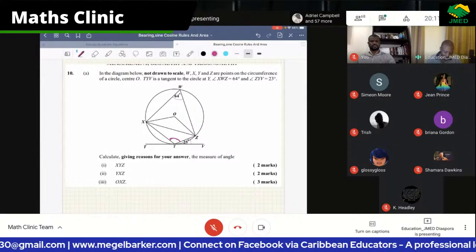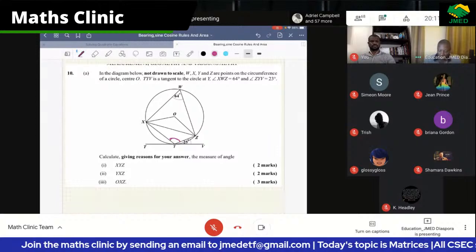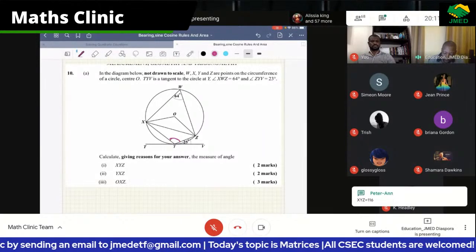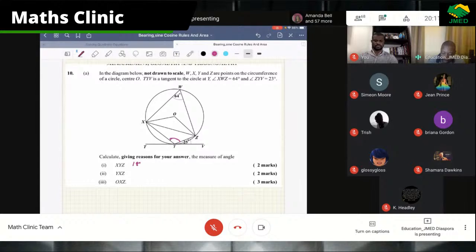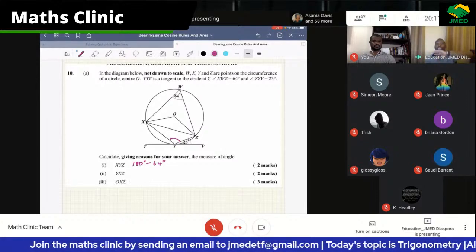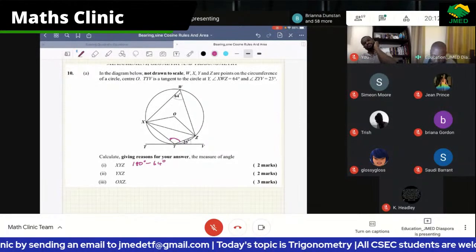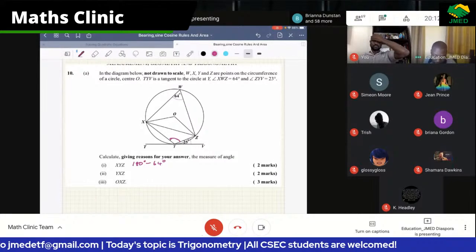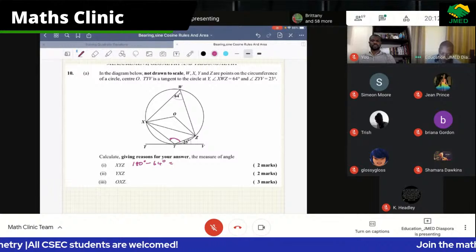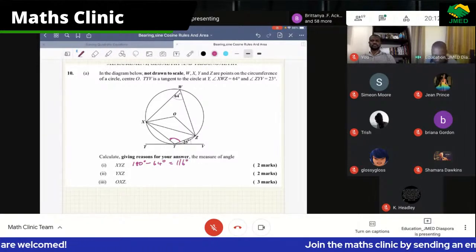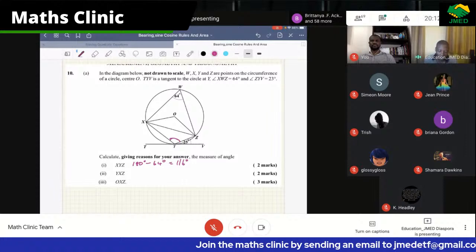Should I start? I think we can start now, yeah? Okay, yes, sir. For the first one, XYZ, the angle would be 180 minus 64 degrees, because we're looking at a cyclic quad and we're saying that opposite angles of a cyclic quad are supplementary. That means you add to 180 degrees, okay? And so the solution to that would be 116 degrees.